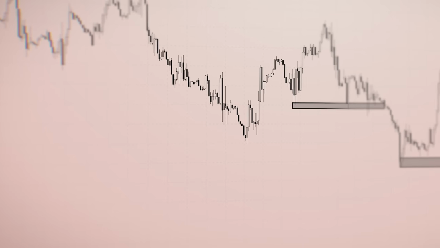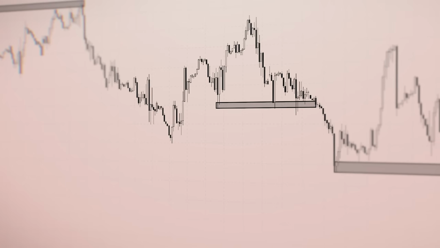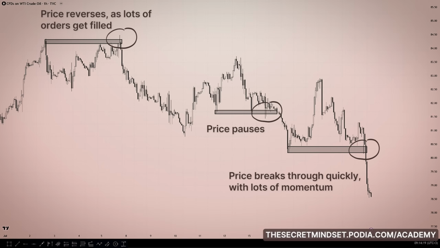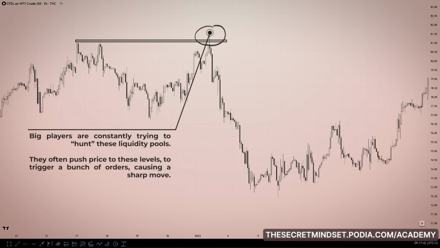Liquidity pools work by attracting price. When price approaches a liquidity pool, a few things can happen. It might reverse, as lots of orders get filled at that level, or it might pause there before continuing. Sometimes, it might even break through quickly if there's enough momentum. And big players are constantly trying to hunt these liquidity pools. They often push price to these levels to trigger a bunch of orders, causing a sharp move.